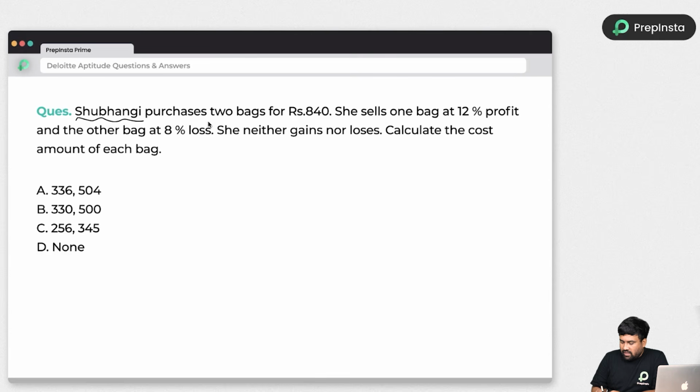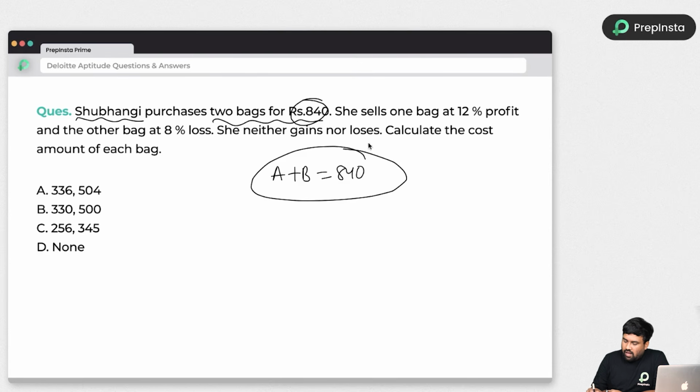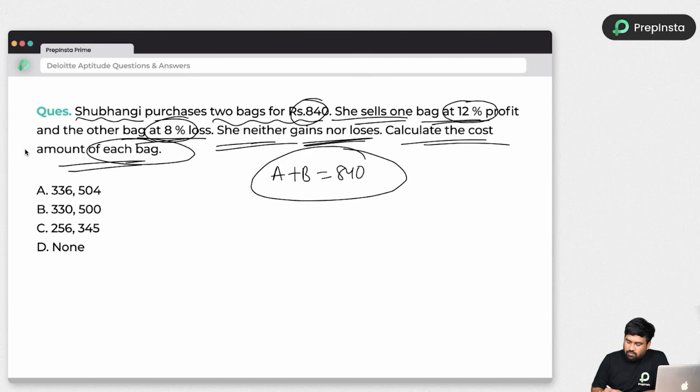Shubham Ji purchased two bags for 840 rupees. So two bags they purchased. Bag 1 and bag 2, I am assuming A plus B is equal to 840. And he sells one bag at 12% profit and another bag at 8% loss, and neither gains nor loses. Calculate the cost amount of each bag.